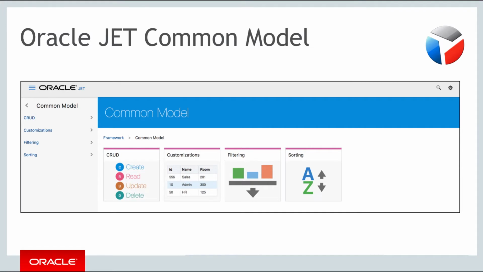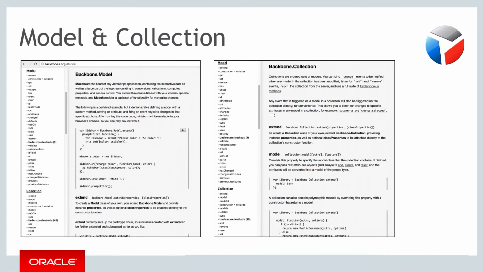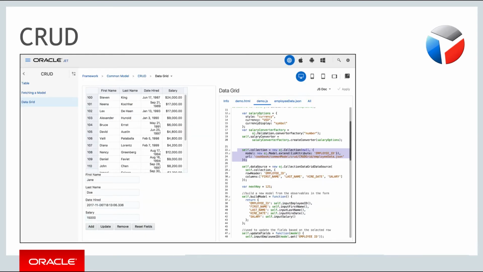The Jet common model is an alternative and more idiomatic Oracle Jet mechanism for working with data. It is inspired by a similar mechanism provided by the Backbone library. In particular, the Jet common model OJ model and OJ collection constructs allow applications to perform CRUD operations, create, read, update, delete, via REST services. In the context of CRUD functionality, using the Jet common model rather than jQuery is recommended.